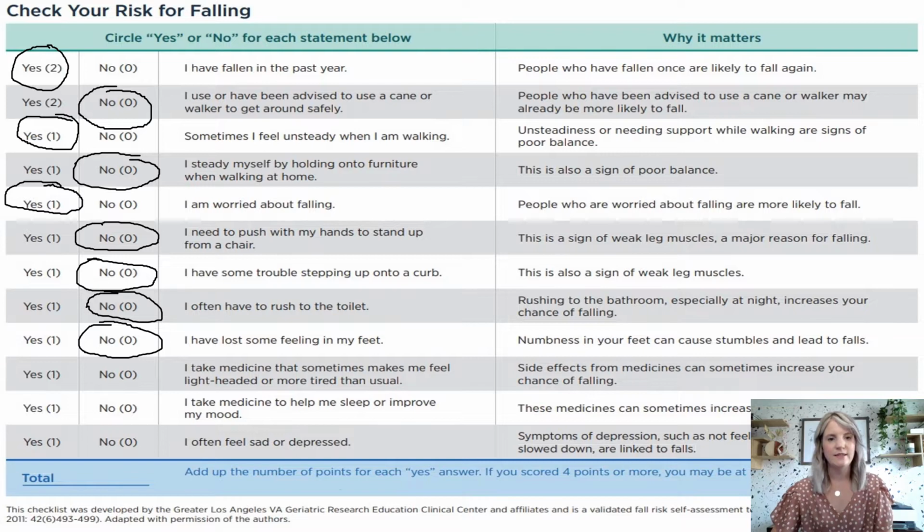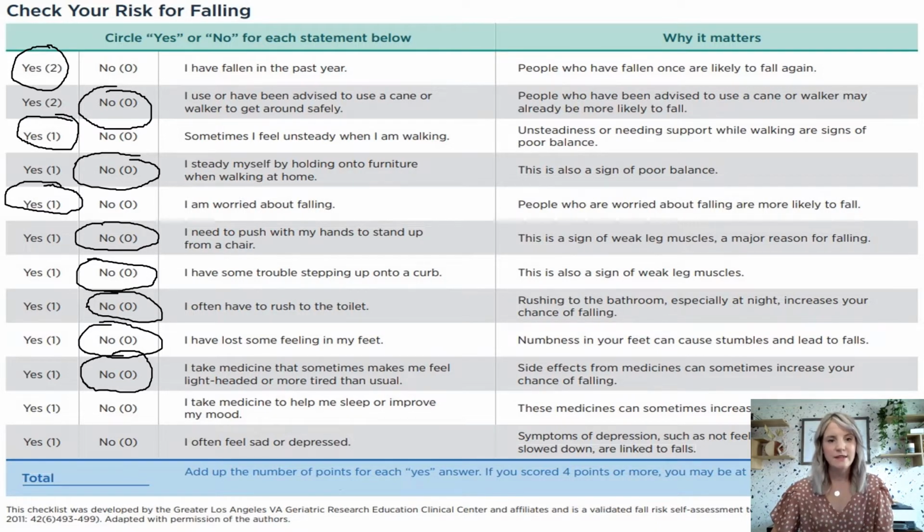I take medicine that sometimes makes me feel lightheaded or more tired than usual. Side effects from medicines can sometimes increase your chance of falling. This is an important time to say if you feel like any of your medications are causing you to be dizzy, lightheaded, more tired than usual, please call your doctor right away and let them know.